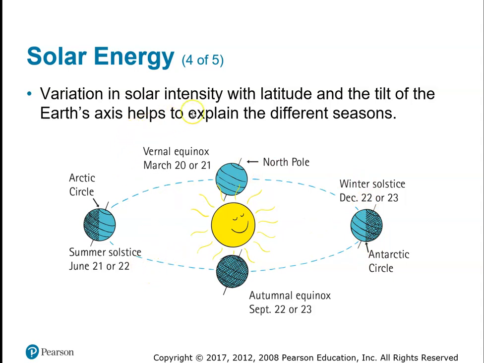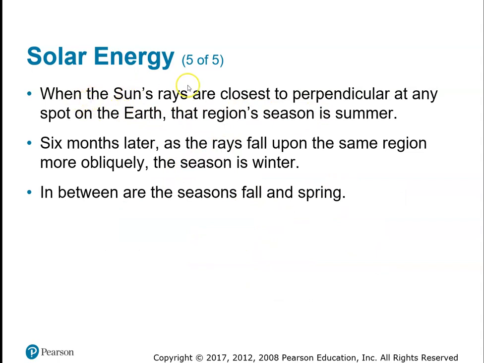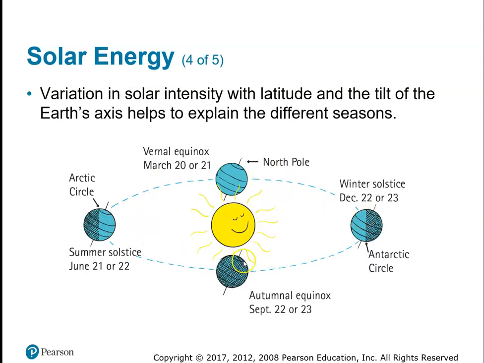And so that's varying the amount of intensity over the course of a year. The sun's rays are closest to perpendicular on any spot in the world when it's summer. That's when it's most intense. 6 months later, it would be winter. You have the greatest angle, and of course, in between, you get the fall and the spring. And of course, they're opposite in the southern hemisphere. People forget that a lot. They think that December 21st is automatically winter. And it is for the northern hemisphere, but for the people in the southern hemisphere, of which there are lots and lots, that's their first day of summer.